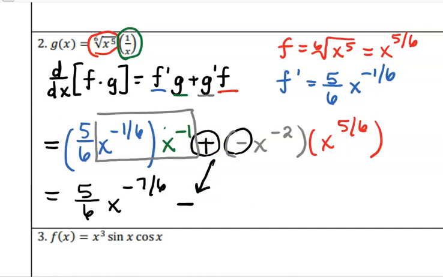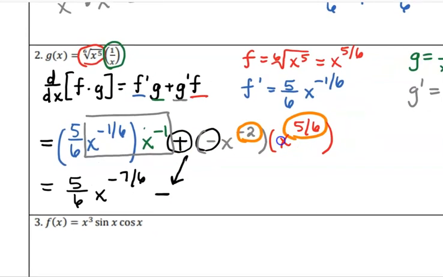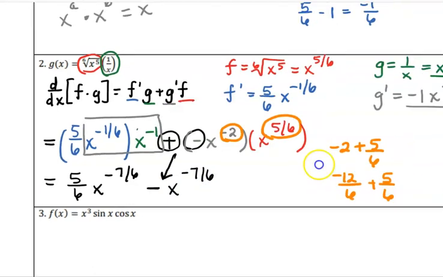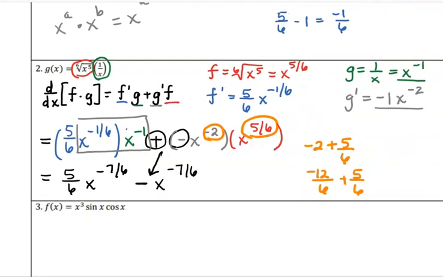Again, we are going to be adding these exponents. Negative 2 plus 5 over 6. That negative 2 is a negative 12 over 6. So negative 12 over 6 plus 5 over 6 is a negative 7 over 6. So we have x to the negative 7 over 6. But these are common like terms, because this is a 1 right here, and they both have the x to the negative 7 over 6, and so I can combine them.